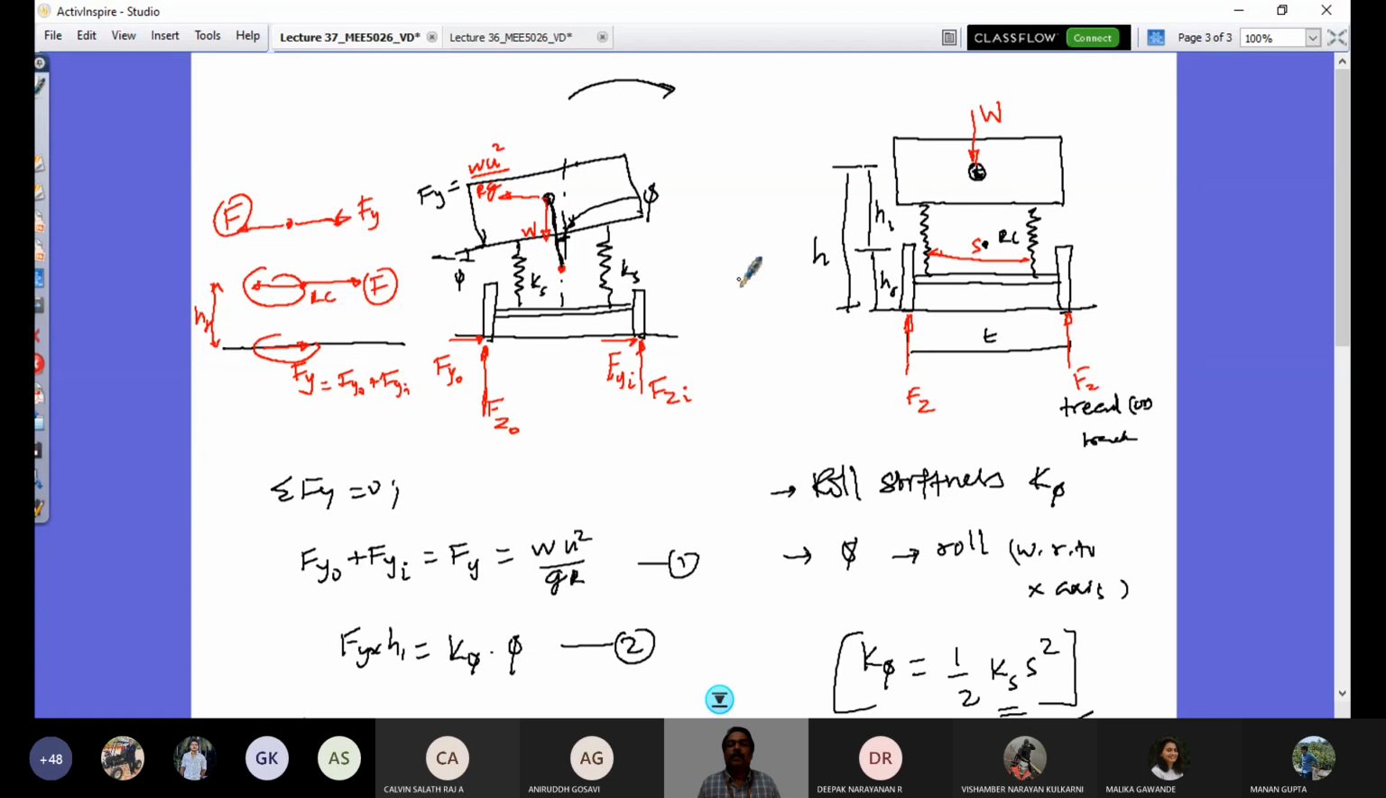Then we will enter into the vertical dynamics aspect of our course. So with that, I'll complete today's class, and we'll meet again in the next class. If there is no class on Friday, then we will meet on Monday, right?